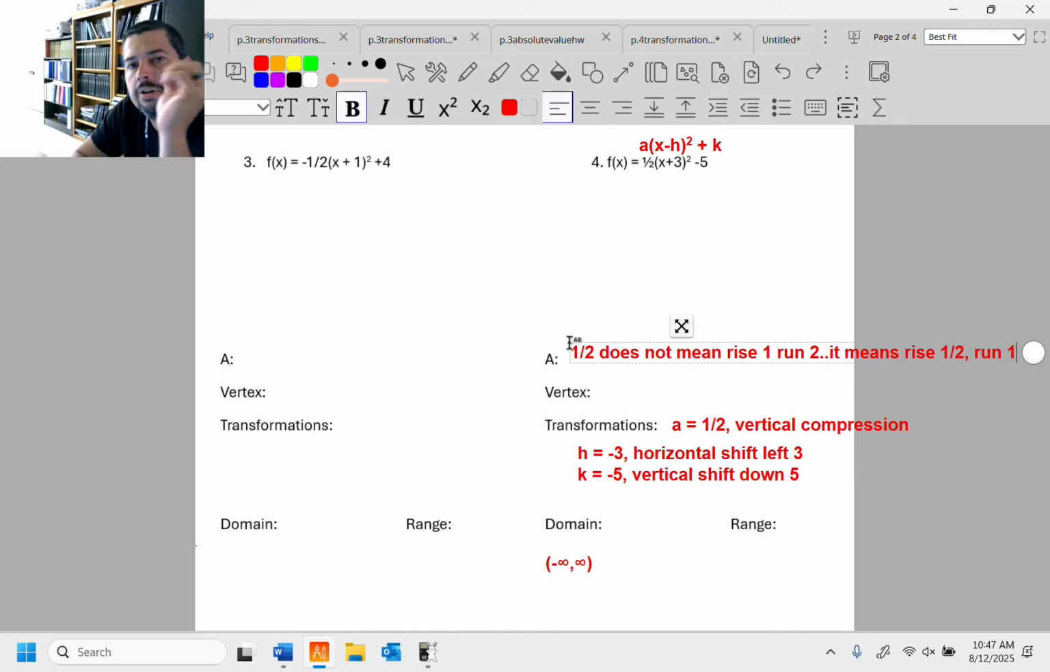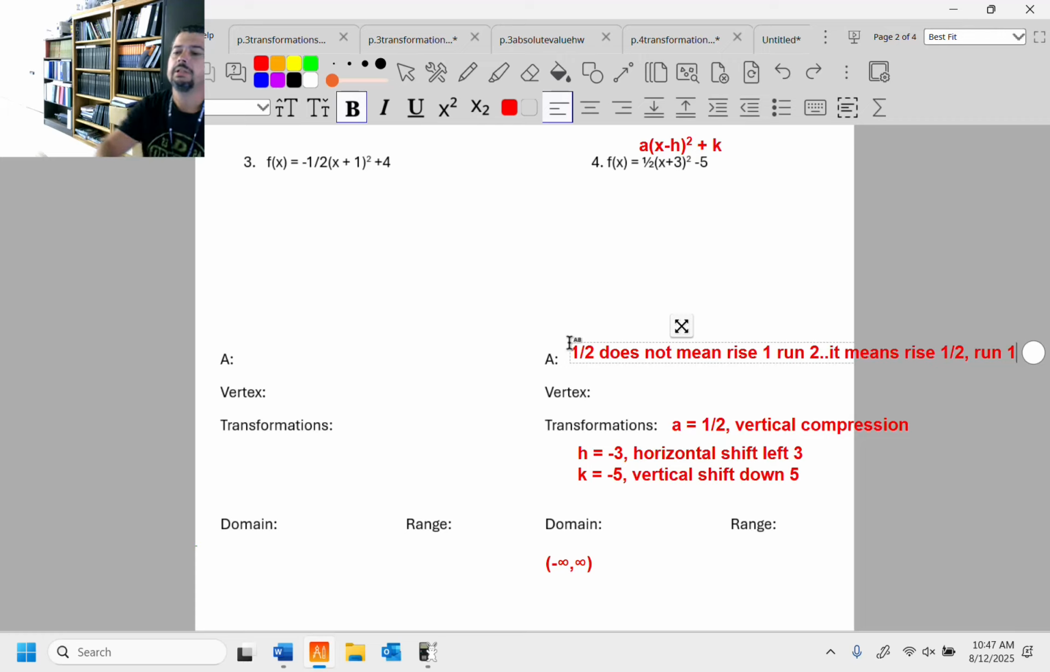Because the A here is initial slope, which means it only talks about covering 1 block left and 1 block right. That's a hard pill for kids to swallow, because your whole life it's meant rise 1, run 2. But that's when you were talking about things that were straight, like a line, or even absolute value. It worked for absolute value. It does not work for items that have curvature.